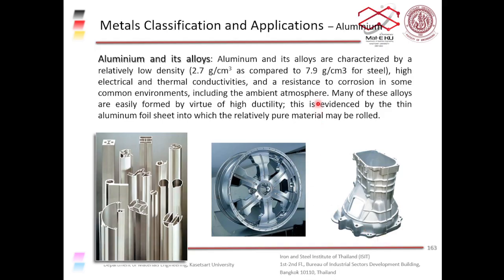Aluminum has good corrosion resistance in some common environments, including the ambient atmosphere. In a normal atmosphere, it has good corrosion resistance. But if you put aluminum in seawater, it acts the same way as steel. It's vulnerable to seawater, unlike bronze or brass.